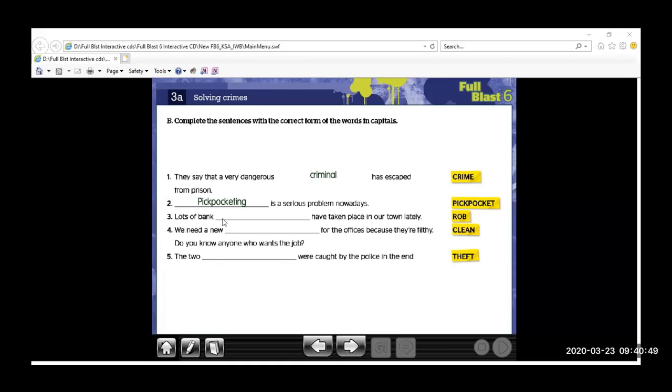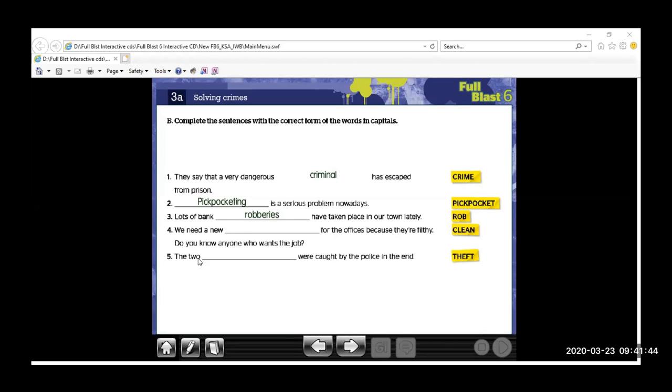Number 3. Lots of bank. Rob. Not exactly. Another answer? Robbed. No. Faisal Al-Suwailem. Robbers. Robberies. No, robberies. Crimes. Robberies. You know that robbery is R-O-B-B-E-R-Y, but when changing to plural, robberies. Thanks, Faisal. Well done. Next, number 4.